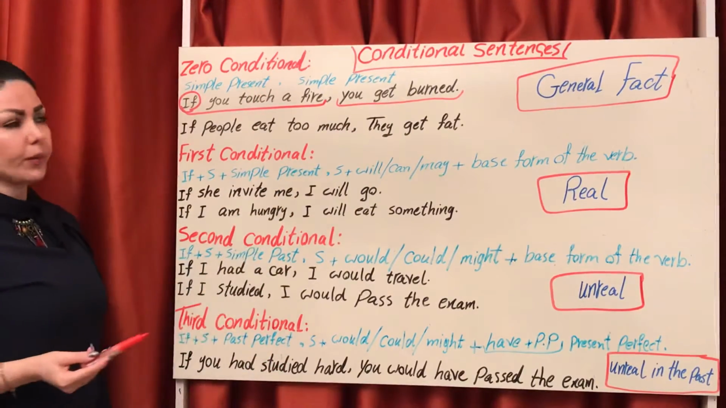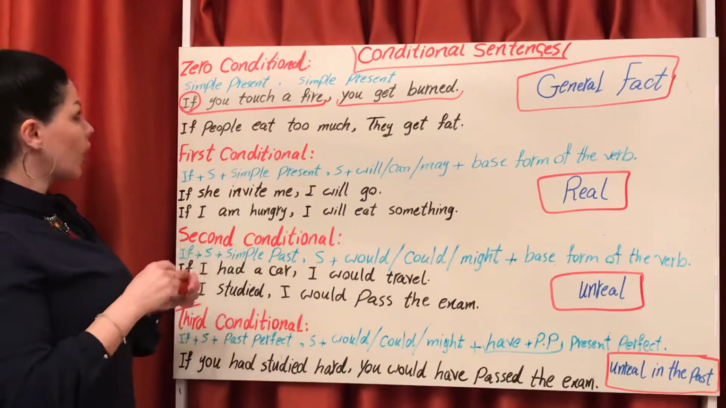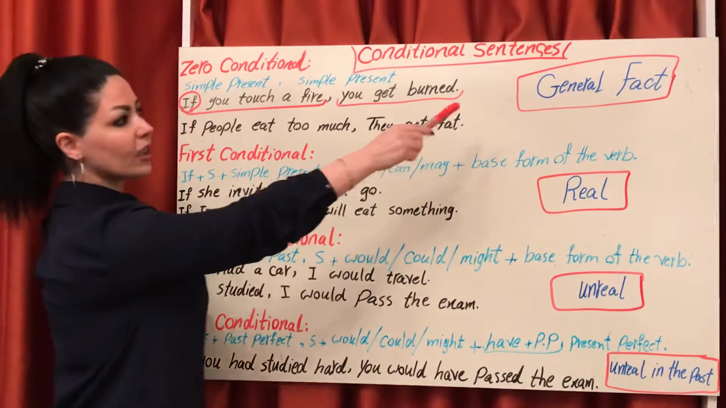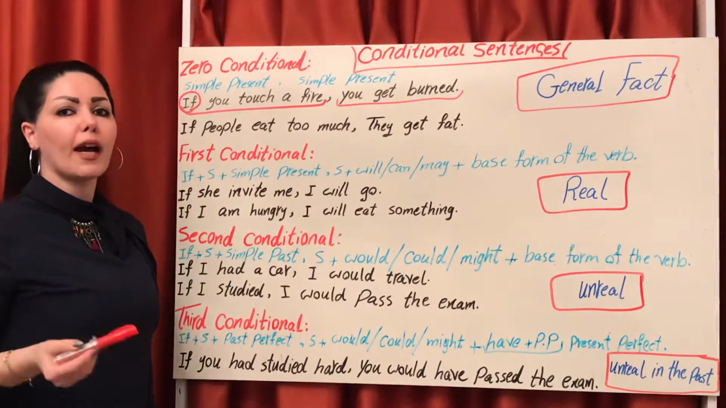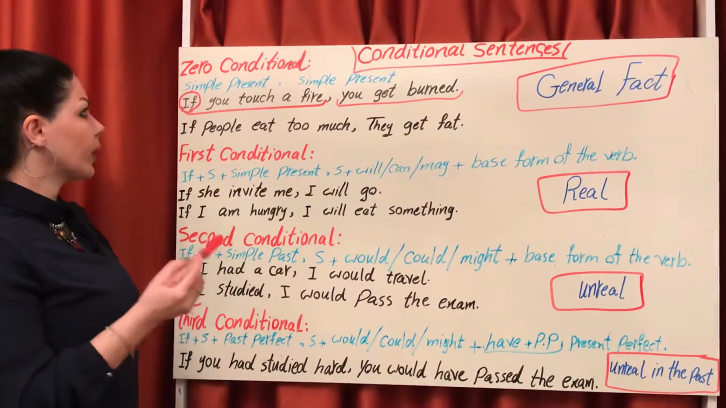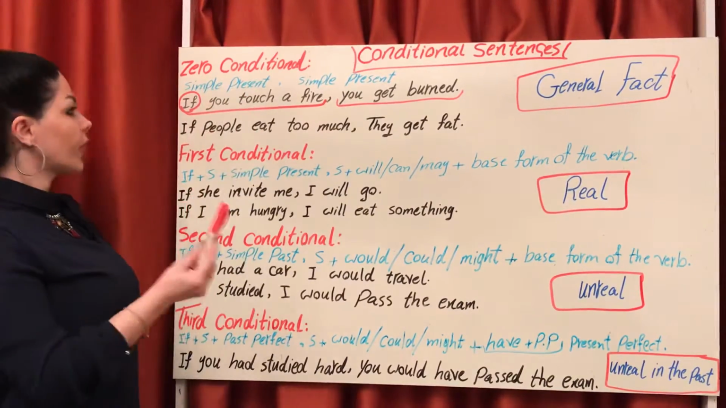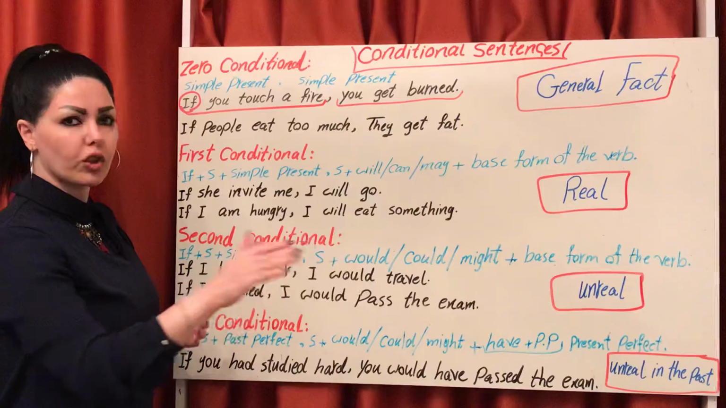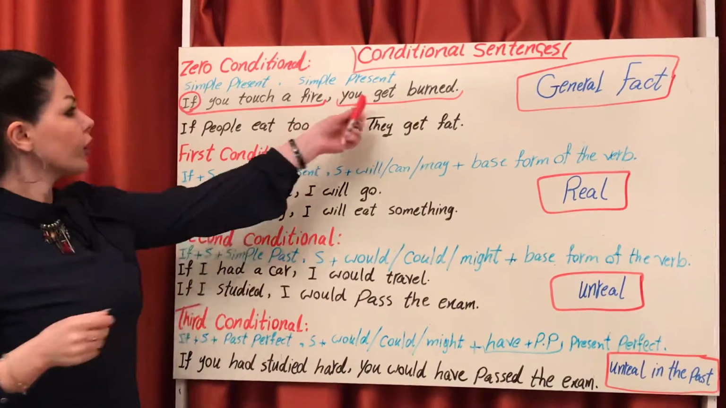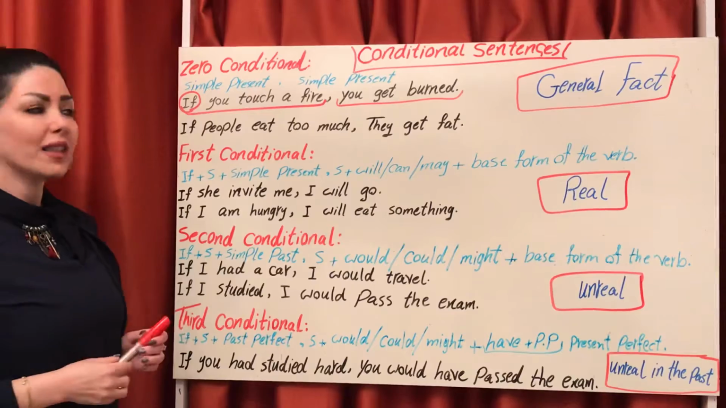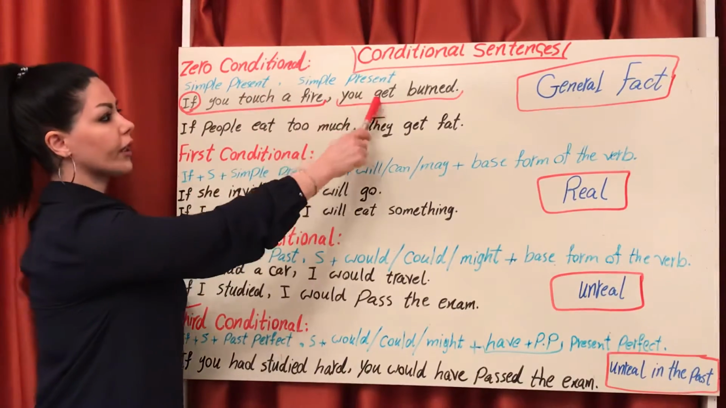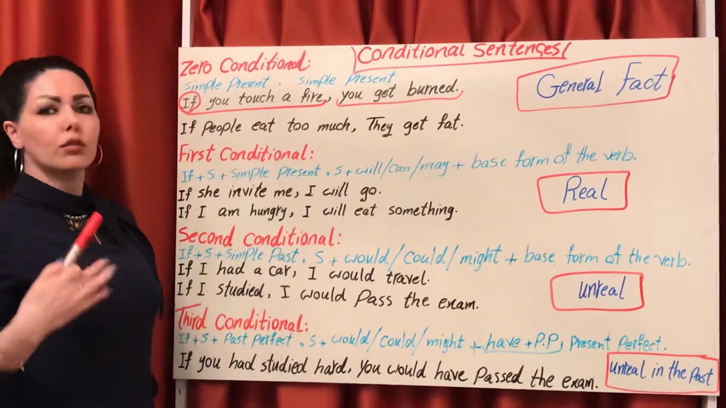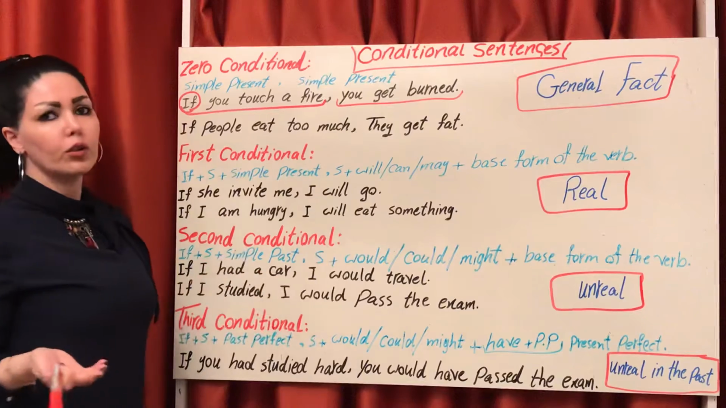What is the structure? When we use zero conditional, it is for general facts, rules, and laws. For example, if you touch a fire, you get burned. If you touch a fire, you get burned. This is a fact. Fire is too hot. If you touch it, you get burned.